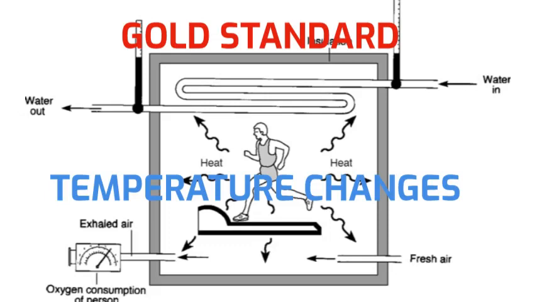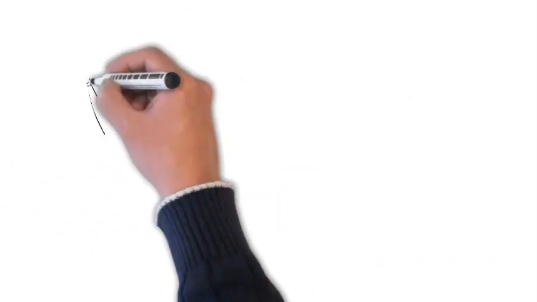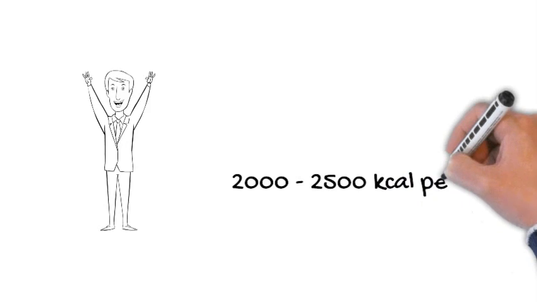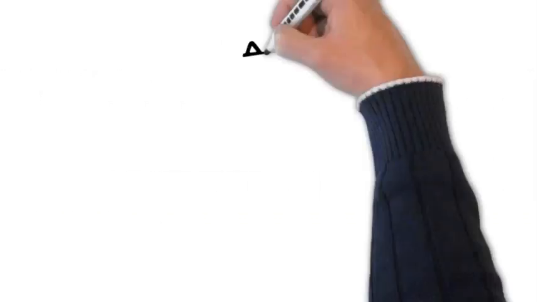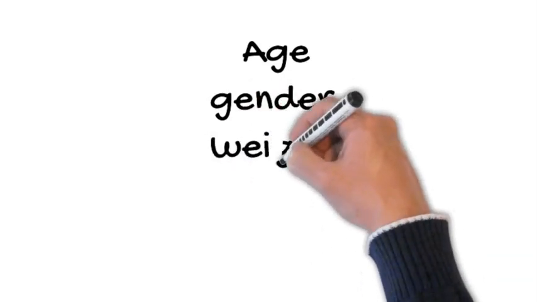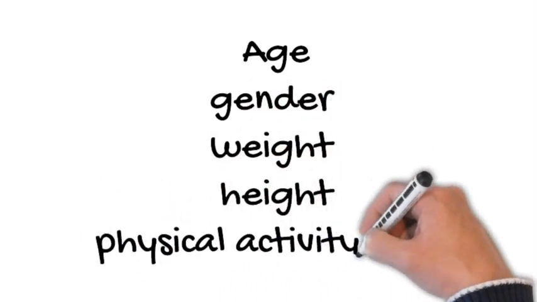The energy expenditure of the body is measured in units of kilocalories or joules. On average, an adult requires about 2,000 to 2,500 kilocalories per day to maintain their weight, depending on factors such as age, gender, weight, height, and physical activity level.